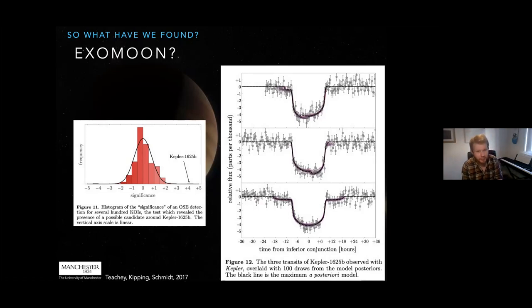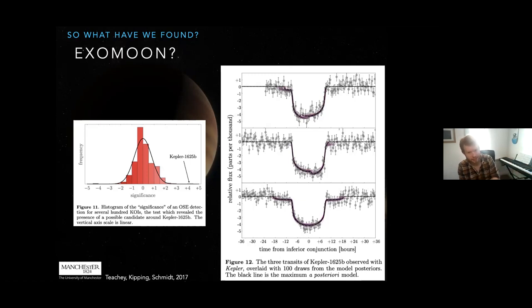So functionally, what happened? Teachey, Kipping and Smith took a bunch of observations of different stars and fitted a model to all of the light curves from this. And so this figure 11 here shows the significance of the possible detection of an exomoon. It isn't that there is an exomoon. Something that is around zero is not worth looking at. If it's something that's significantly deviant, then it means that there's at least something going on. So there was one planet, Kepler-1625b, which had a significance of about plus four sigma, which basically meant something's up here.